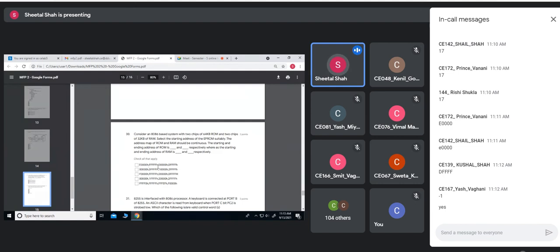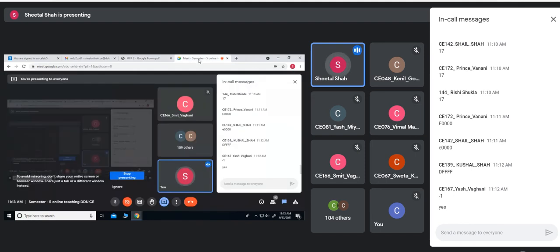E0000 to FFFFF is for ROM, and D0000 would be the starting address of RAM, and the ending address of the RAM would be DFFFF. Hope this is clear, everyone.